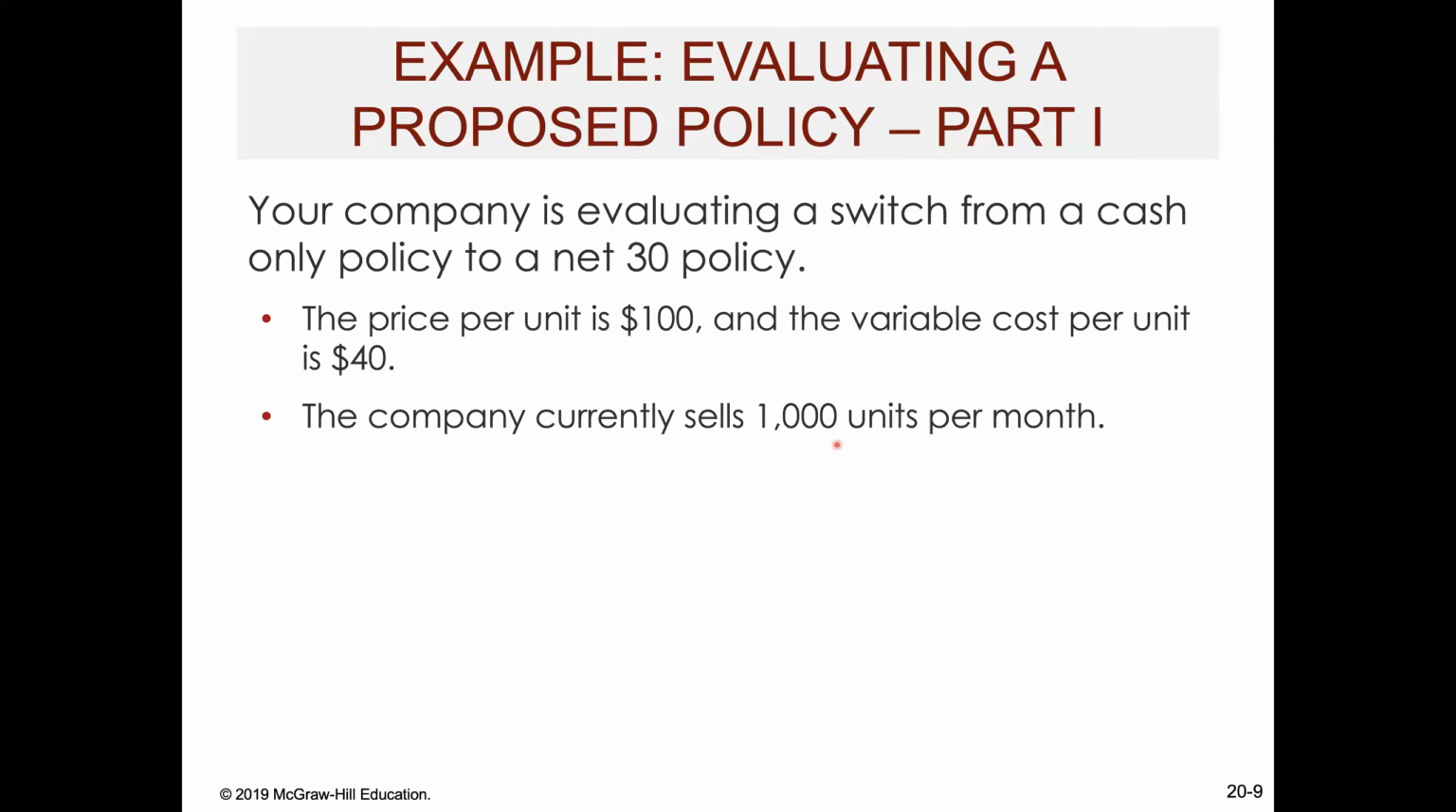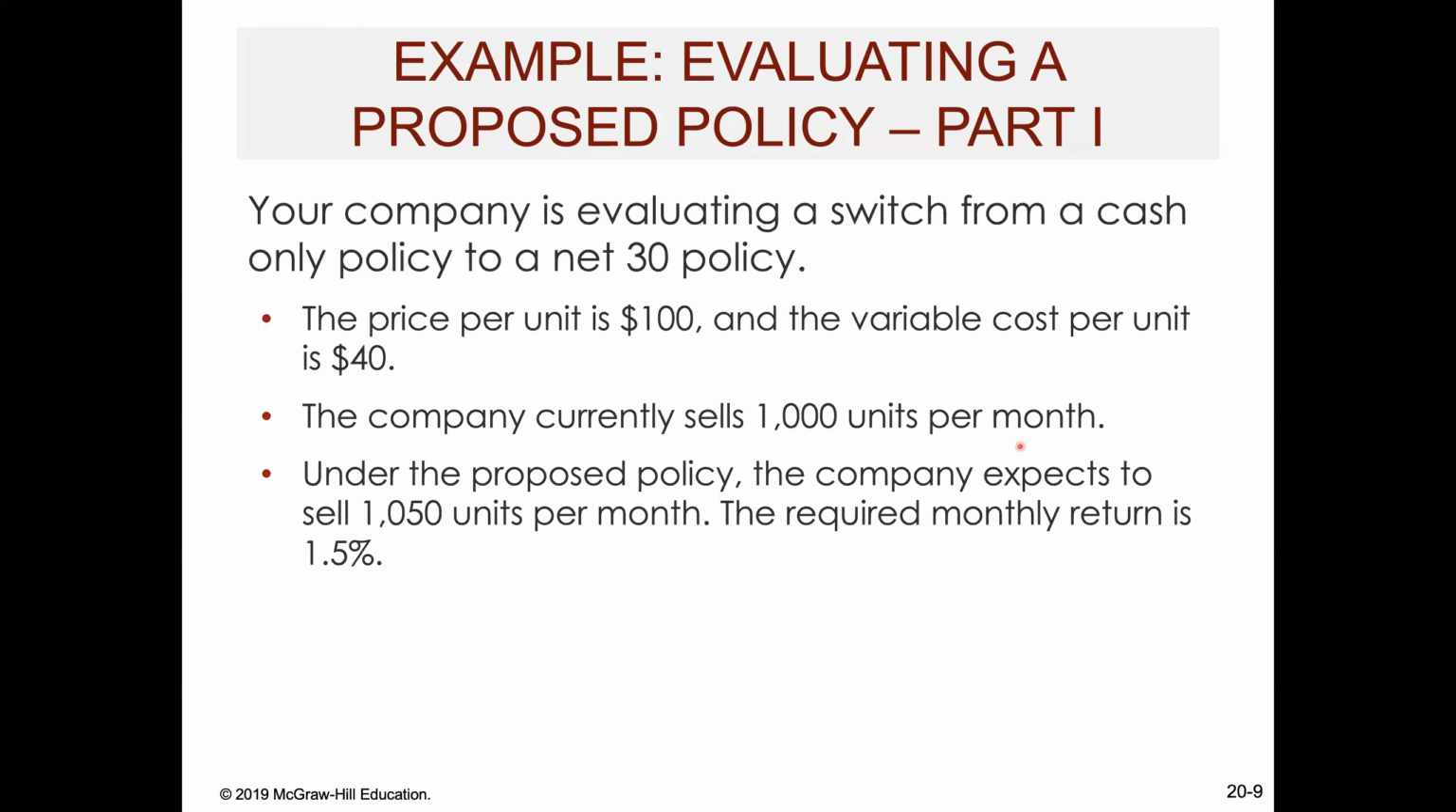The company currently sells 1,000 units per month, but under the proposed policy, the company expects to sell 1,050 units per month. So this is an additional 50 units because we are now offering credit. The required monthly return is 1.5%. So this is our discount rate. We'll look at this. So what is the net present value of the switch? Does it make sense to switch?